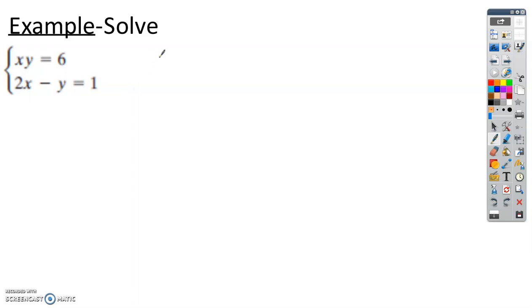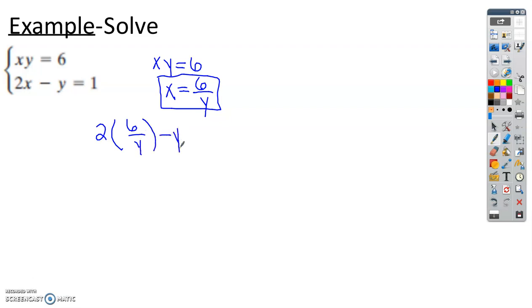Let's take that first equation and solve it for one of these. Let me solve for y. It doesn't matter, but okay, I solved for x, so there you go. So x is 6 over y. Now I'm going to substitute this into my second equation. So I have 2 times 6 over y minus y equals 1. So 12 over y minus y equals 1.